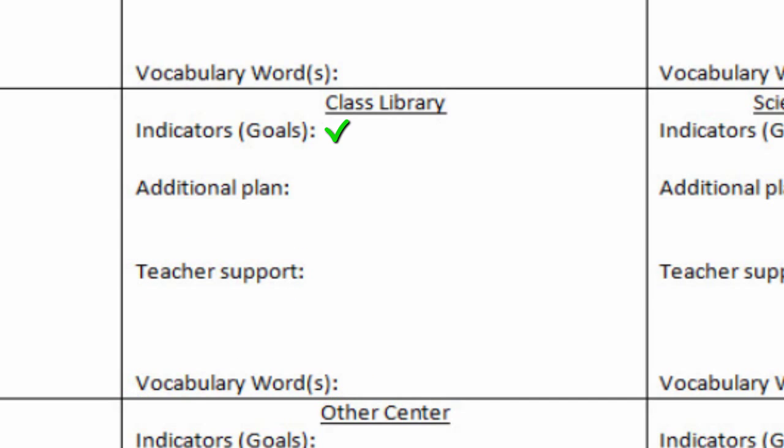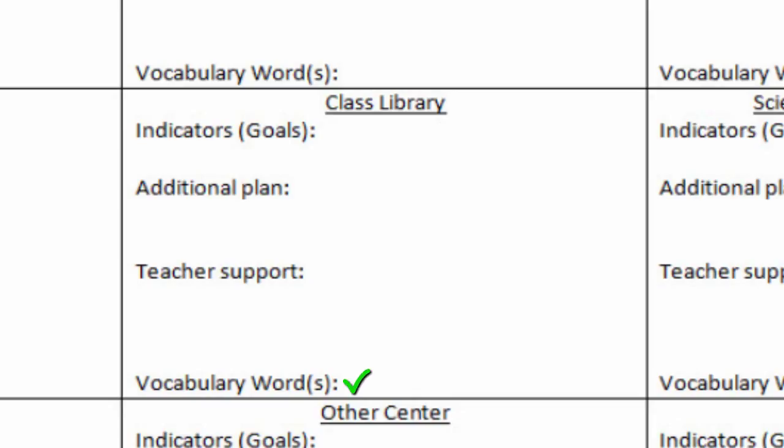The indicators are the goals or the behaviors and skills you plan to observe in each of the learning centers. These indicators should match with the indicators from the New Mexico Early Learning Guidelines. The additional plan includes extra items or activities that will be added to what is typically available in a learning center. Teacher support includes specifics that the educator can contribute to the learning center when she or he is in that center working with children.